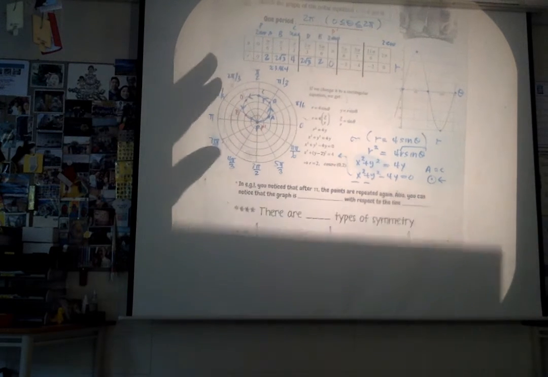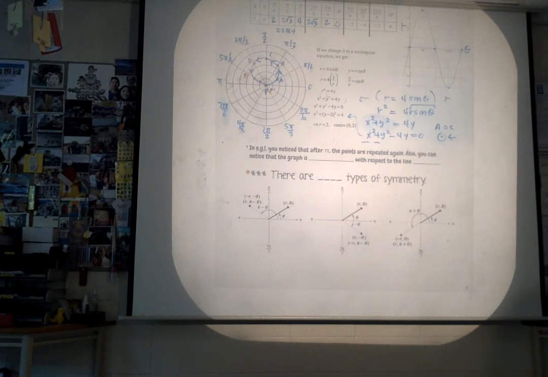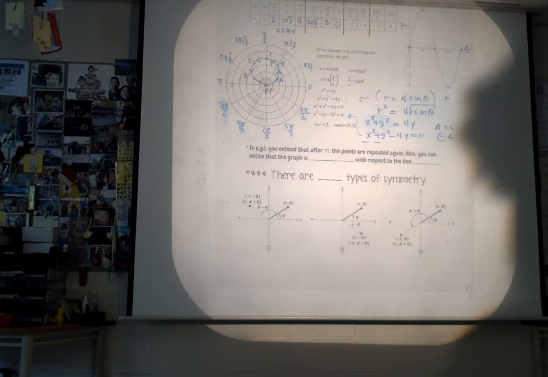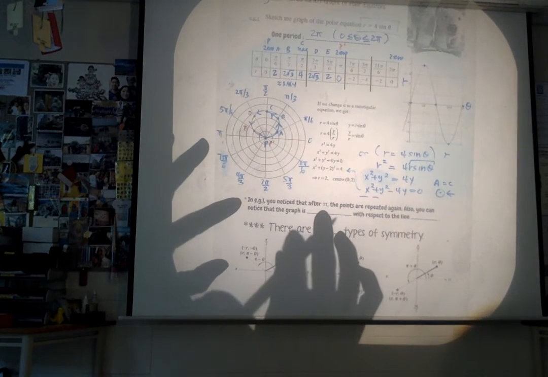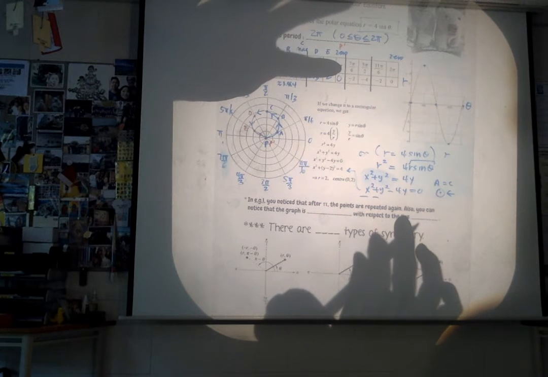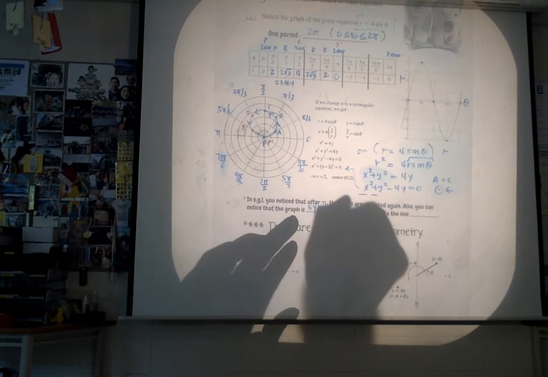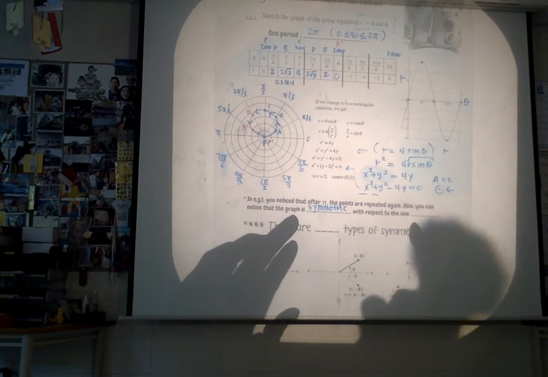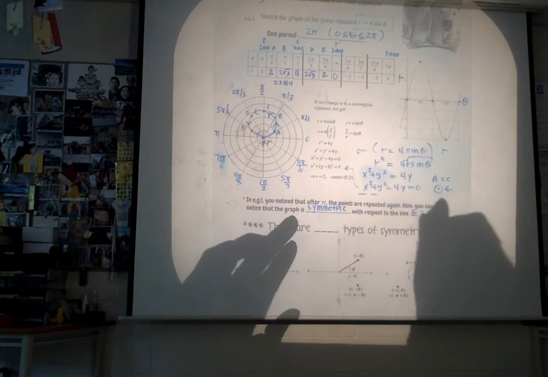And you guys, I want you to notice a couple things, okay? Now we're going to talk about symmetry, which is not really absolutely required that you know what symmetry is, but I'm going to show you a couple things about it, and you're going to have to do a little practice on it, all right? But you guys, in example 1, what you notice after pi is that the points actually repeat again. Also, you notice that the graph is what? Let's fill in the blanks here. Symmetric with respect to the line. What line? Right here. Pi over 2.